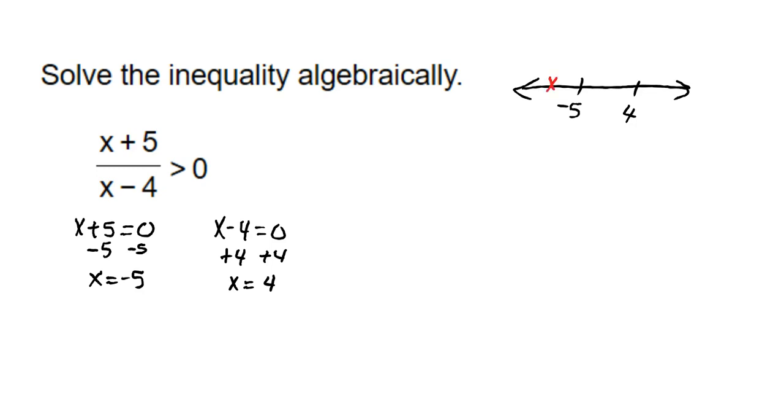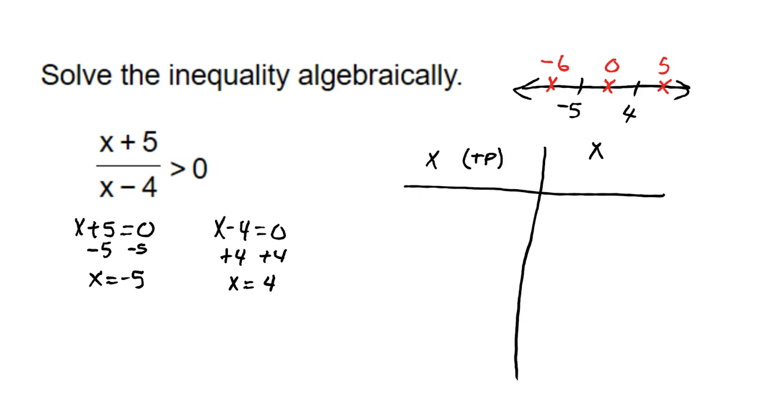So I need to pick a test point that's less than -5, like -6. I need to pick a test point in between -5 and 4, like 0. And I need to pick a test point that's greater than 4, like 5. And then we're going to take those test points, or x values, and substitute them into the rational expression, x plus 5 over x minus 4. So our test points of -6, 0, and 5 will get substituted into the expression. And what we're looking for is to determine whether that rational expression comes out positive or negative in those intervals.